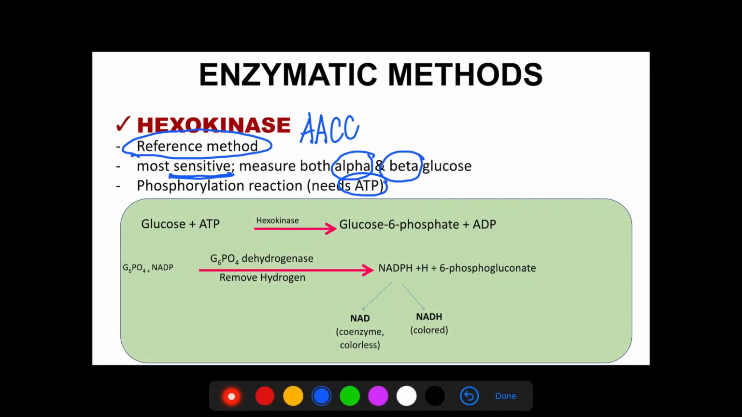So here's the principle of the hexokinase method. The enzyme hexokinase catalyzes the reaction between the glucose in our sample and the ATP to form glucose 6-phosphate and, of course, ADP. What is measured here is the increase in NADH concentration. The increase in NADH concentration is directly proportional to the glucose concentration, and we can measure this using a spectrophotometer, usually at a wavelength of 340 nanometers.